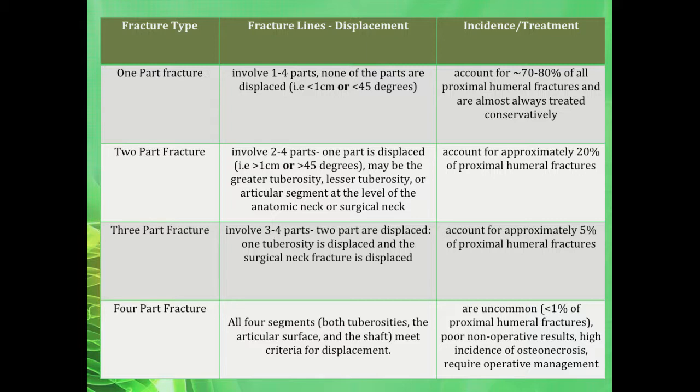A 3-part fracture, as you can imagine, is 3 pieces, and 2 of them are displaced, and these account for approximately 5% of fractures. And in the last case, the 4-part fracture, there's 4 segments and all 4 are displaced. And thankfully, these are uncommon. They only account for less than 1% of proximal humeral fractures, but these individuals usually require operative management because they have poor non-operative results.